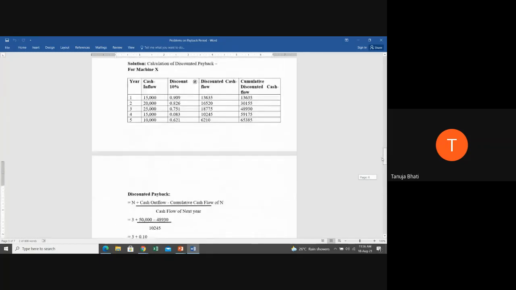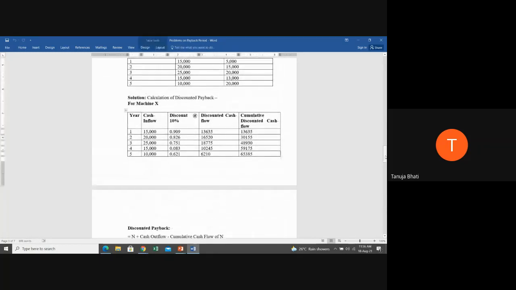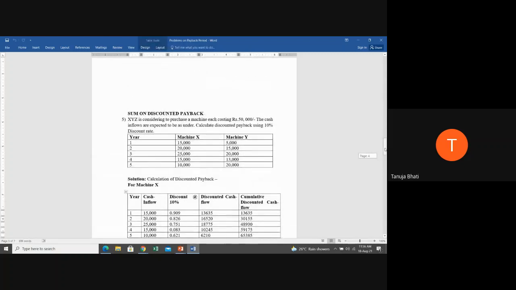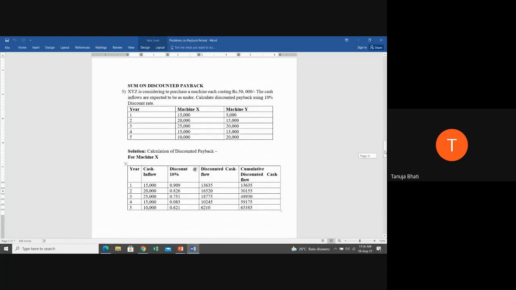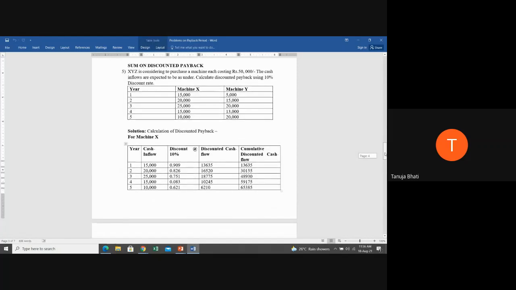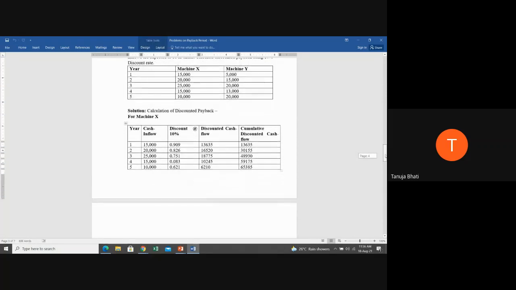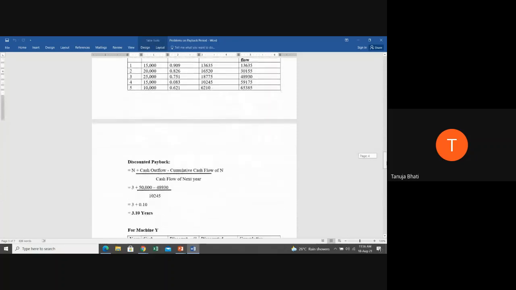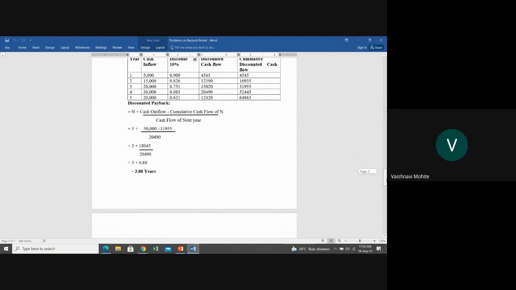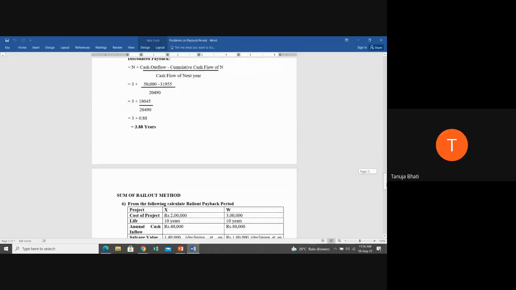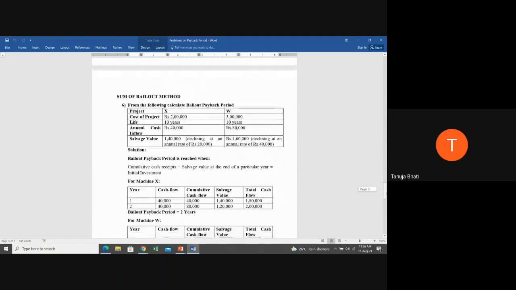So which is the best machine, students? They have not asked what the best machine is. They just asked to calculate the discounted payback period. But I'm asking, which is the best machine as per you all? 3.10 years or 3.8 years? Machine Y, ma'am. Y. Very good. Machine Y. Very good, students.